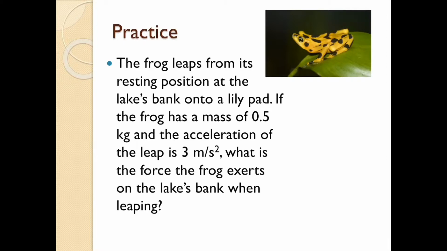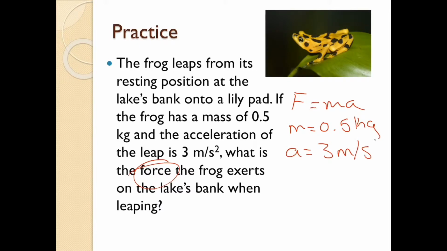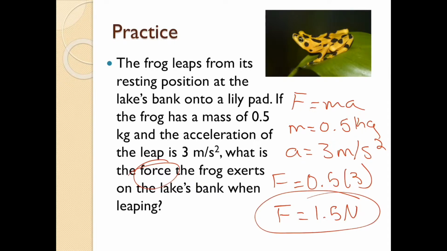So again, we're using our F equals ma equation, and we are looking for force, so we don't have to rearrange the equation. And we know that our mass is 0.5 kilograms. We know that our acceleration is 3 meters per second squared. So just plug that into the equation, 0.5 times 3. Well, this should give us a force of 1.5 newtons. All right, so we've used many equations before, so using this equation, probably not too difficult for you.